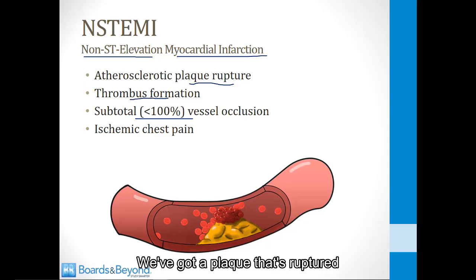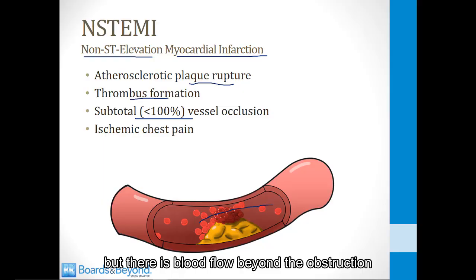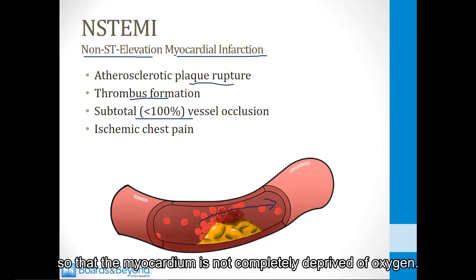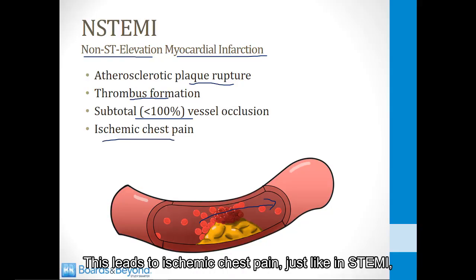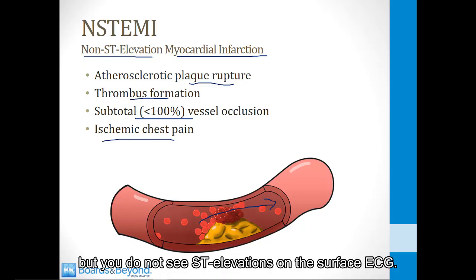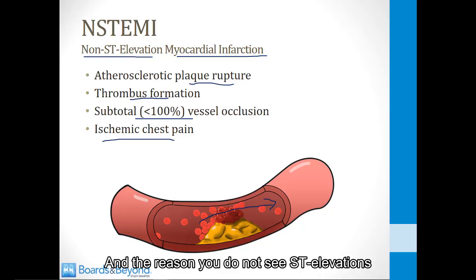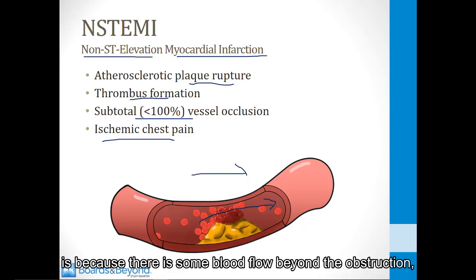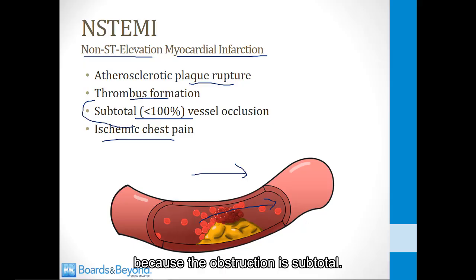We've got a plaque that's ruptured with formation of a thrombus, but there is blood flow beyond the obstruction, so that the myocardium is not completely deprived of oxygen. This leads to ischemic chest pain just like in STEMI, but you do not see ST elevations on the surface ECG. And the reason you do not see ST elevations is because there is some blood flow beyond the obstruction, because the obstruction is subtotal.